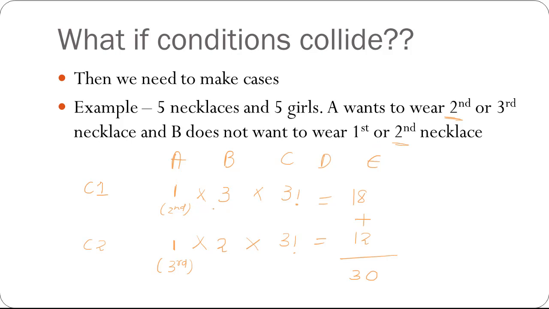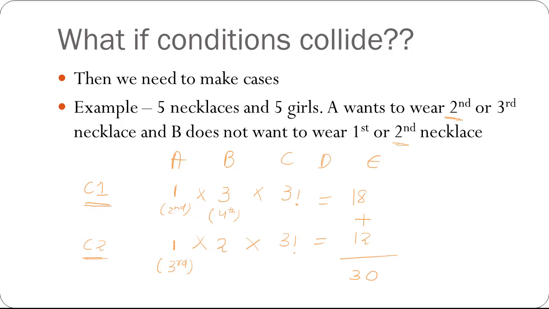And let's say B chose the fourth necklace. Right. So now for C, D and E we have the first, third and the fifth necklace. So 3 ways, 3 people, 3 factorial ways. Right. That was case 1, when A wore the second necklace.